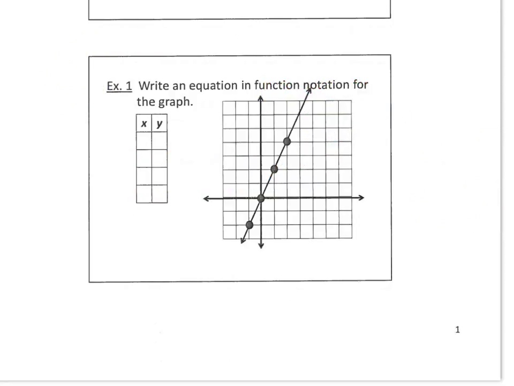Alright, so example 1 says, write an equation in function notation for the graph. Function notation is real simple. It's just, instead of using y, we use f of x. Okay, so we use f of x instead of writing y equals. You would use this setup as opposed to y equals. Okay?